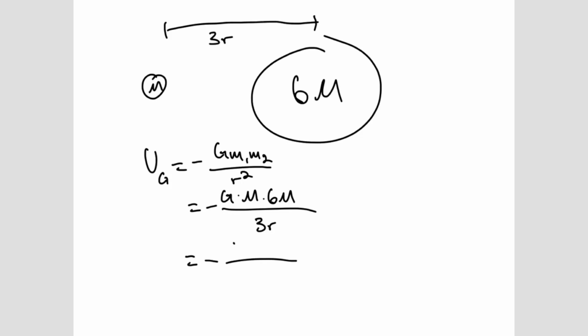Anyway, this simplifies to 6 times G times m squared, is equal to negative 6Gm squared divided by 3r. Do some canceling, and this is equal to negative 2Gm squared divided by r. That's the universal gravitational potential energy stored between these two objects.